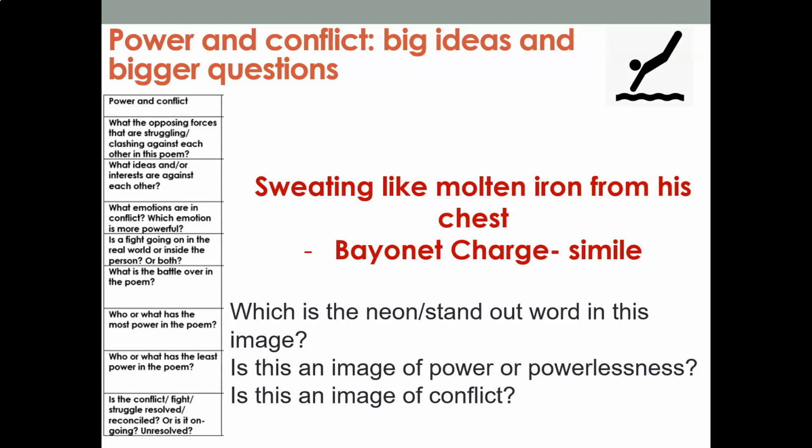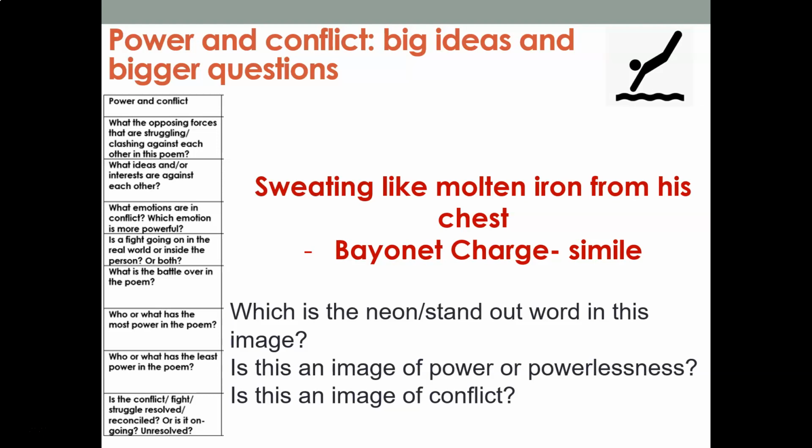Now, we ran out of time looking at Bayonet Charge. This is one of my favourite similes, and it probably needs a little bit more time than I can give it today, but I'm going to try my best. So this is an image from Bayonet Charge. It's a simile. Why? Because we've got this like. So the thing about similes, we always need to know, well, what is the thing being described? What is the idea and what's the imaginative vehicle? So when it says in this poem that something is sweating like molten iron from his chest, the first thing is molten iron. Now, iron is metal.